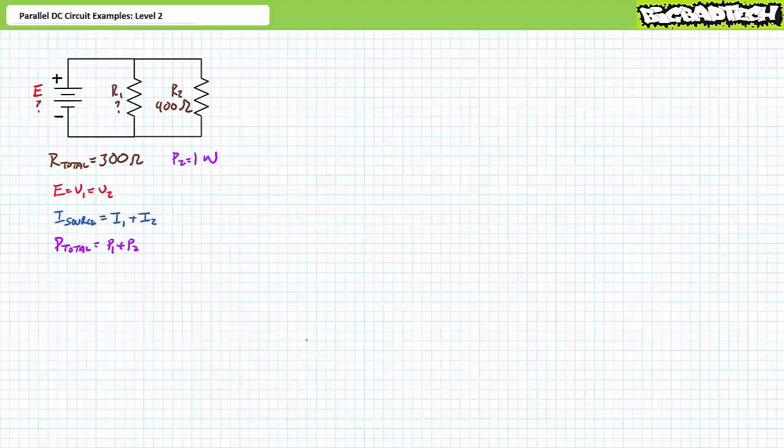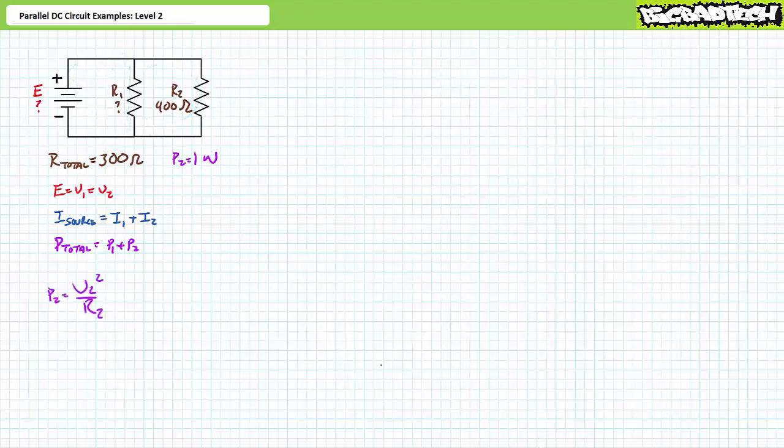Voltage across elements in parallel is the same. For this circuit, E equals V1, which equals V2. Kirchhoff's current law: source current splits into two paths. For this circuit, I source equals I1 plus I2. Finally, power in equals power out. For this circuit, power total equals P1 plus P2.